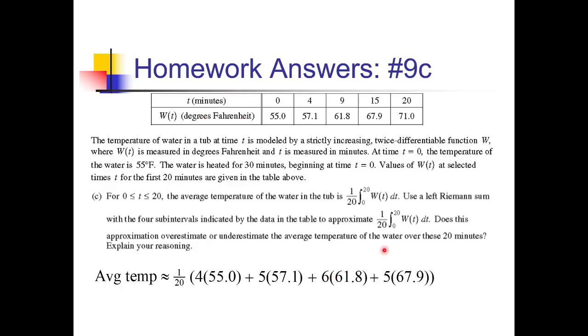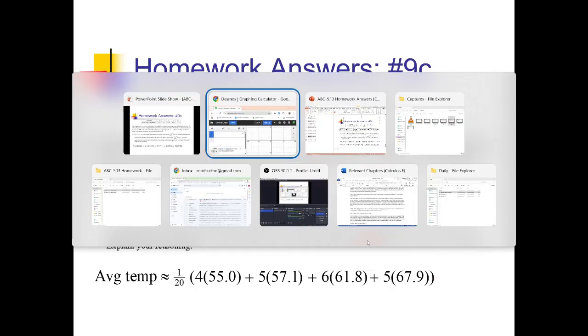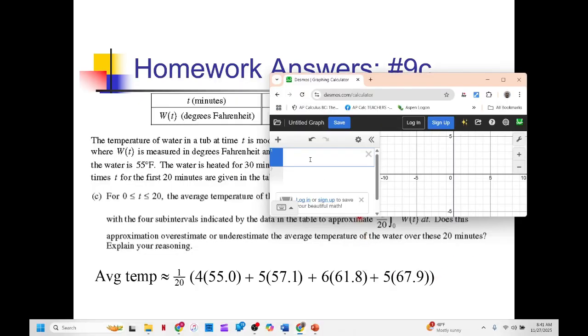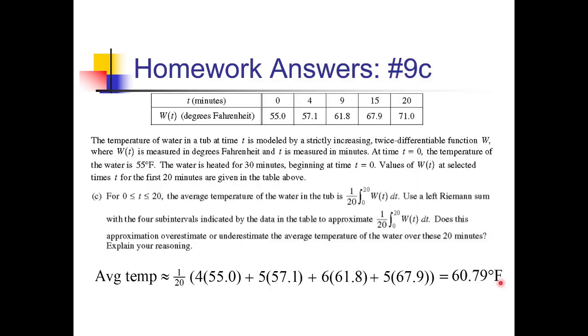However, if you wanted to figure out what that actually is, we can go to Desmos and plug it all in. So we've got 1 divided by 20 times parentheses 4 times 55.0 plus 5 times 57.1 plus 6 times 61.8 plus 5 times 67.9. Close the parentheses if you want. And that's about 60.79. And again, that's degrees Fahrenheit.